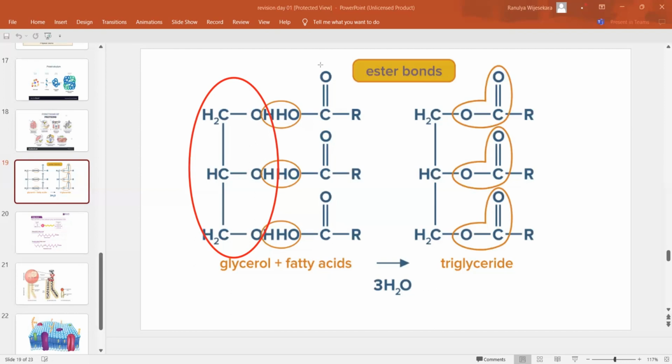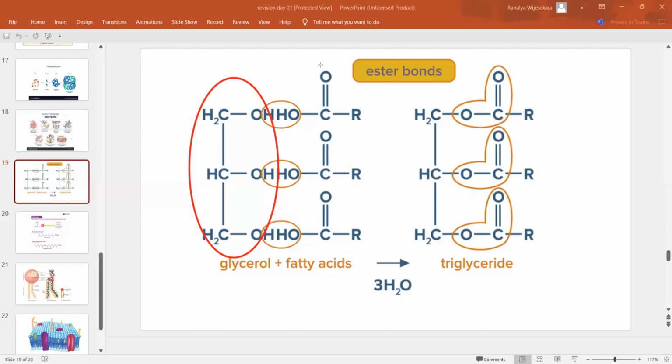The bond formed in between glycerol and fatty acid is called ester bond. ඔතන ඔය දෙක අතර හැදෙන බොන්ඩ් එකට අපි කියනවා ester bond. Right? In organic chemistry, you have learned about esterification reaction. Esterification කියලා ඉගෙන ගන්න ඔන්න ඕක.